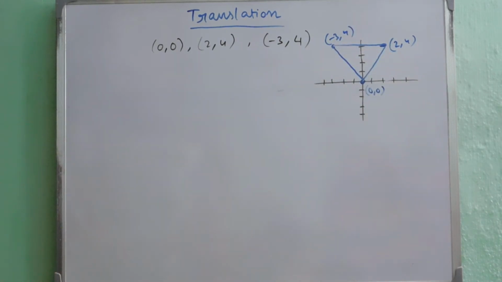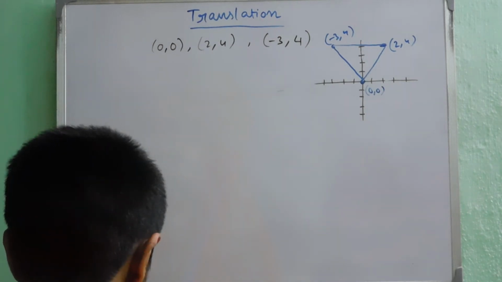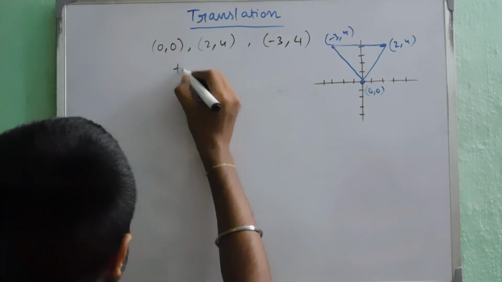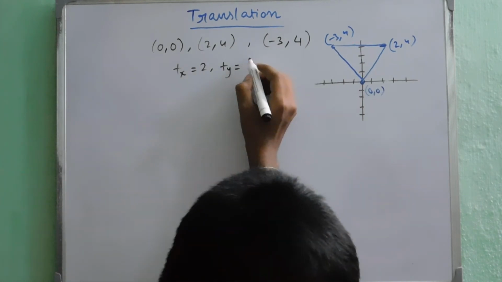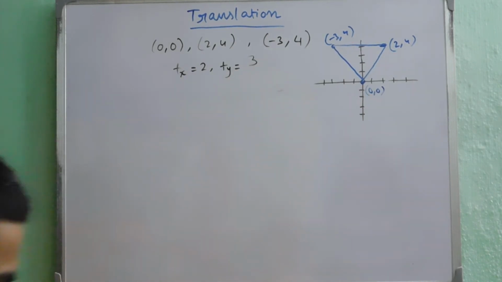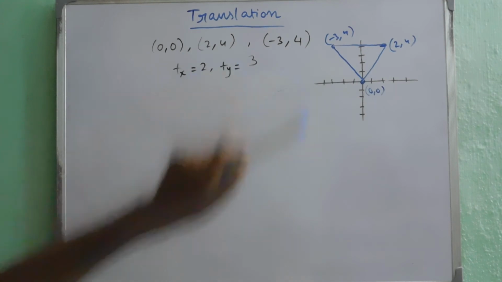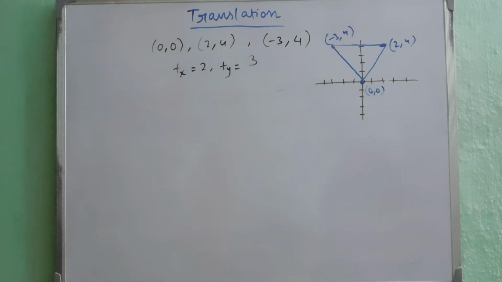So this is the triangle that has been given, and our translation parameters are Tx equals 2 and Ty equals 3. Now we have to translate this triangle according to the translation parameters 2 and 3. Okay, so let's see how it happens.